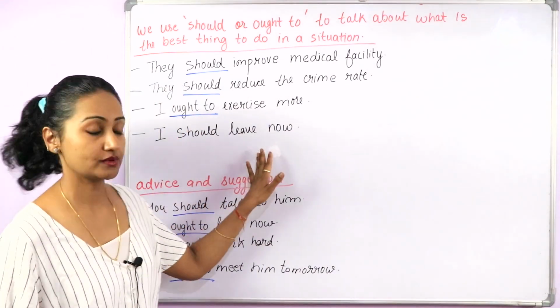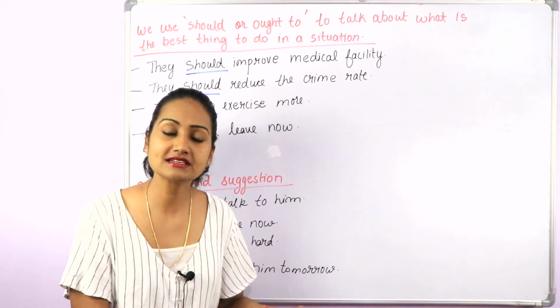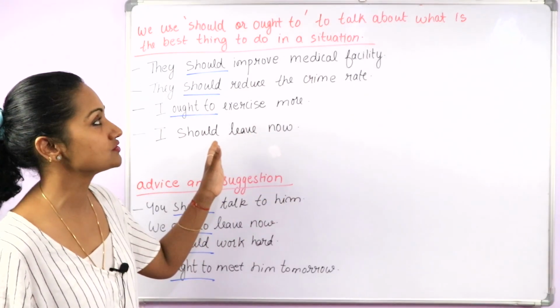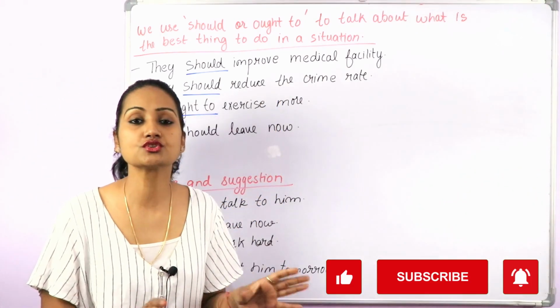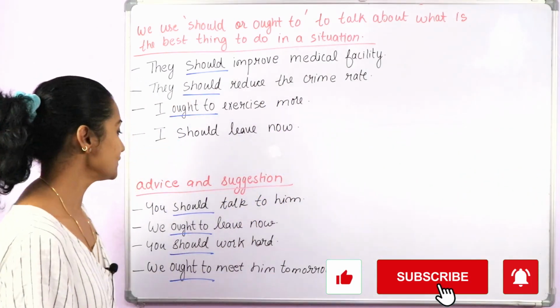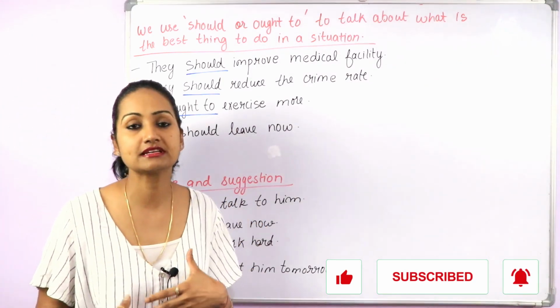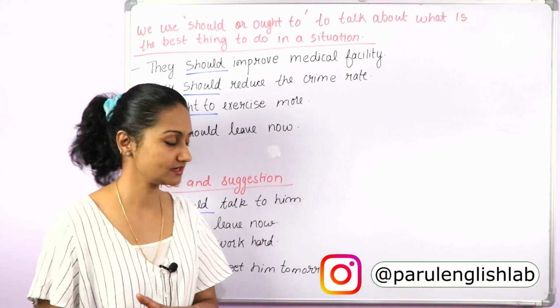I should leave now. It's already so late and I should leave now. So this is the best thing to do in this situation. So this way, whenever you talk about what is the best thing to do in a situation, you can use should or ought to. Now next is advice and suggestion. So whenever you have to give an advice or a suggestion to someone, you can use ought to or should.